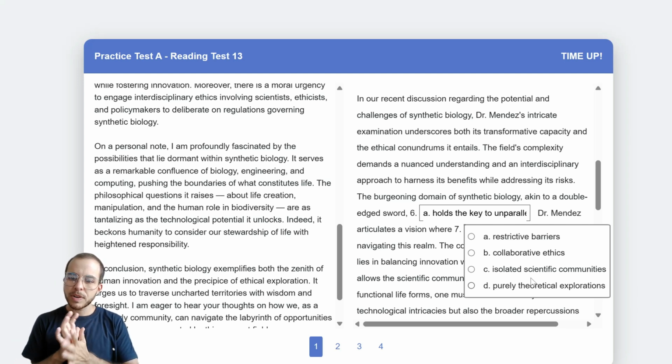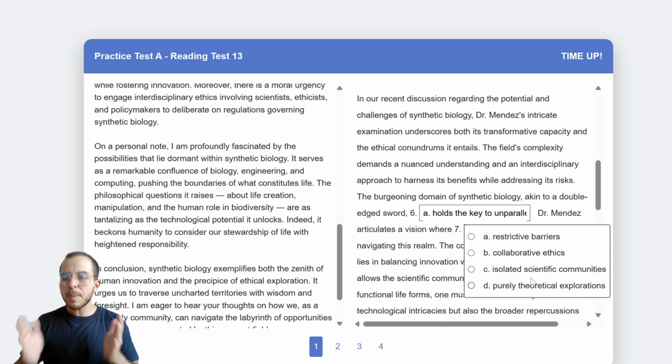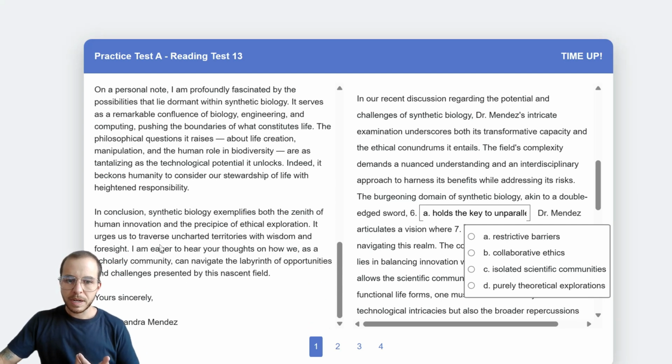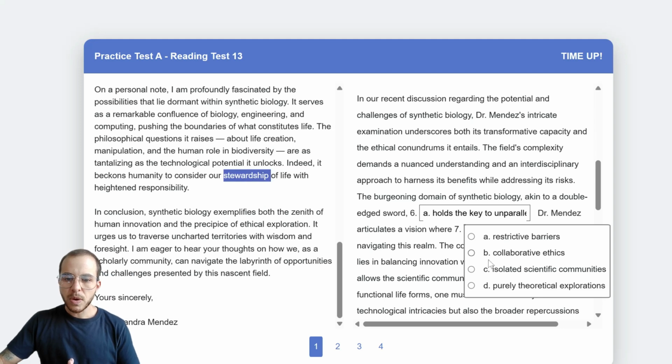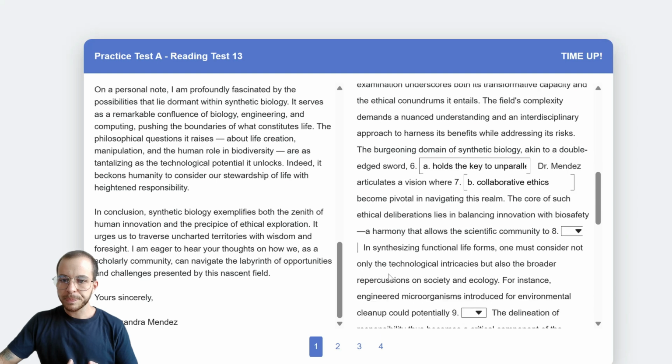Parallel, where restrictive barriers. No. Collaborative ethics seems more right, more correct, because she talked about communities coming together. Scientific, we are the stewardship of life. So that stewardship means that we carry on this process as a community. So I'm going with collaborative ethics. That was a hard one.